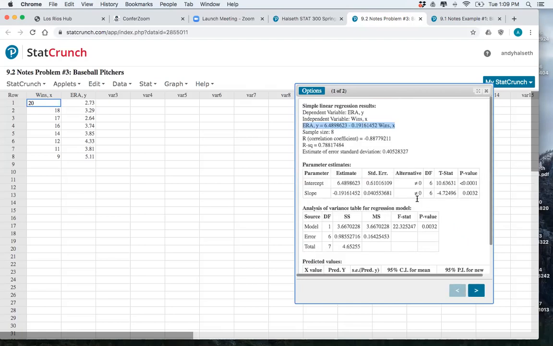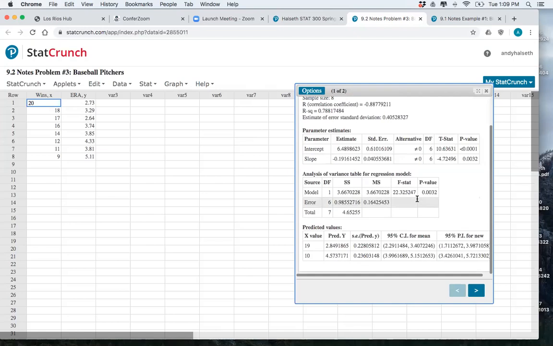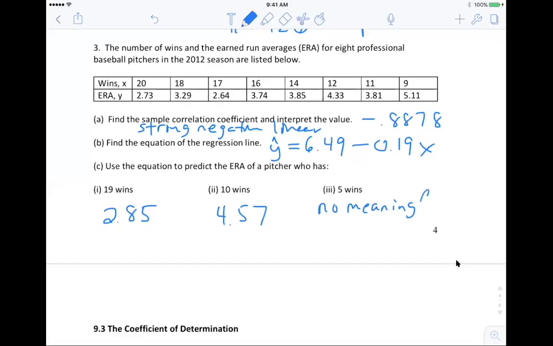Otherwise, we have our predictions. If we scroll down, for 19 wins, our predicted ERA looks like 2.85. And for 10 wins, 4.57. All right. And then, of course, for 5 wins, there's no meaningful prediction. Okay. That's really it for 9.2. It's all about finding that line of best fit and then using the line of best fit to make predictions.